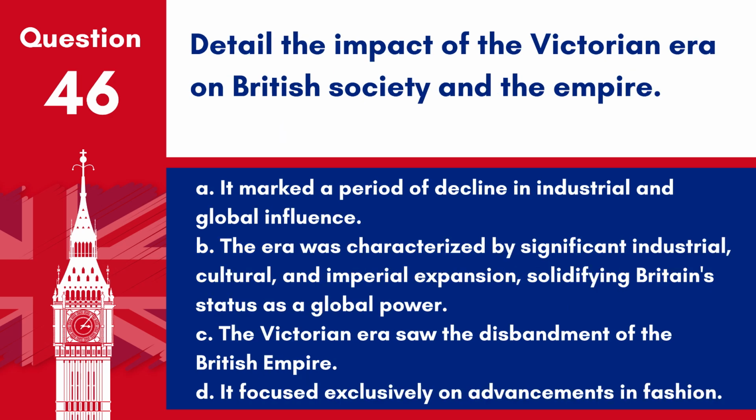Question 46. Detail the impact of the Victorian era on British society and the Empire. A. It marked a period of decline in industrial and global influence. B. The era was characterized by significant industrial, cultural, and imperial expansion, solidifying Britain's status as a global power. C. The Victorian era saw the disbandment of the British Empire. D. It focused exclusively on advancements in fashion.